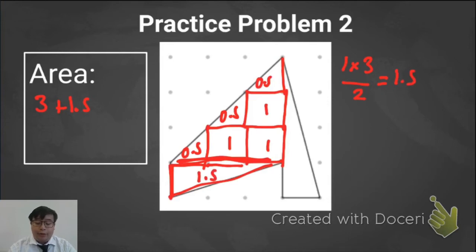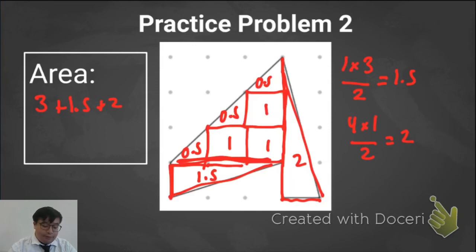Taking a look at that right triangle, it has a height of 1, 2, 3, 4, and a base of 1. So this is a 4 by 1 triangle. So to get the area, 4 times 1, cut in half, that area is going to be 2. So adding up all these pieces, 3 plus 1.5 plus 2, that's going to be 6.5.